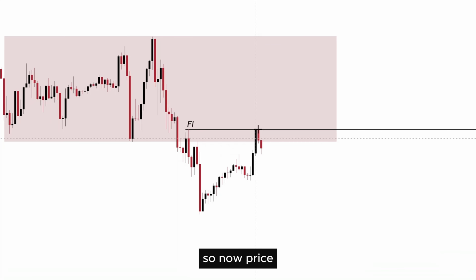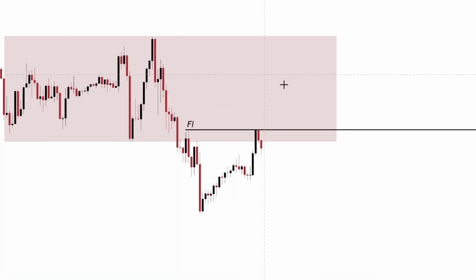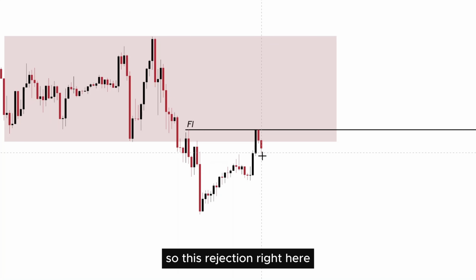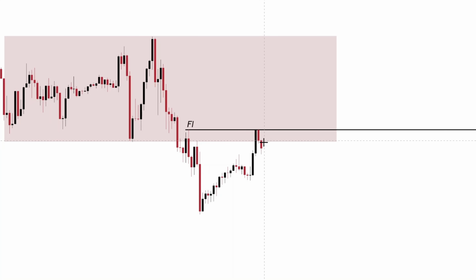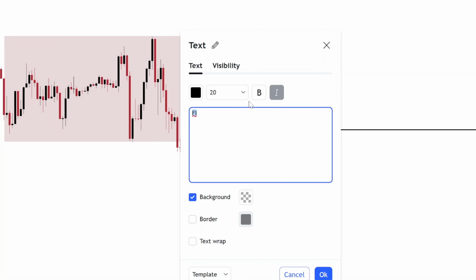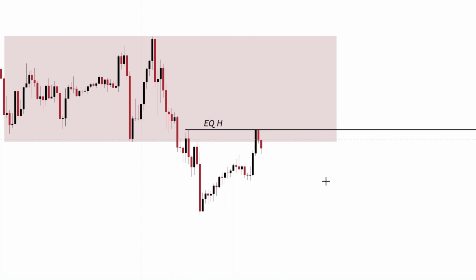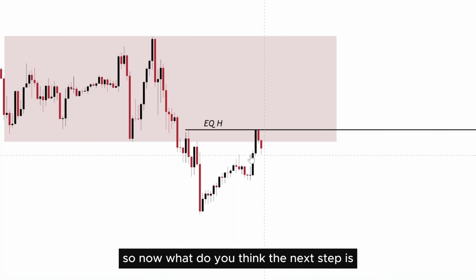So now price came back to the base, to the exact same area, and rejected. So this rejection right here is taking more sell orders out and also created our equal high. So now we have two equal highs, which would be your liquidity now, right? So now, what do you think the next step is?